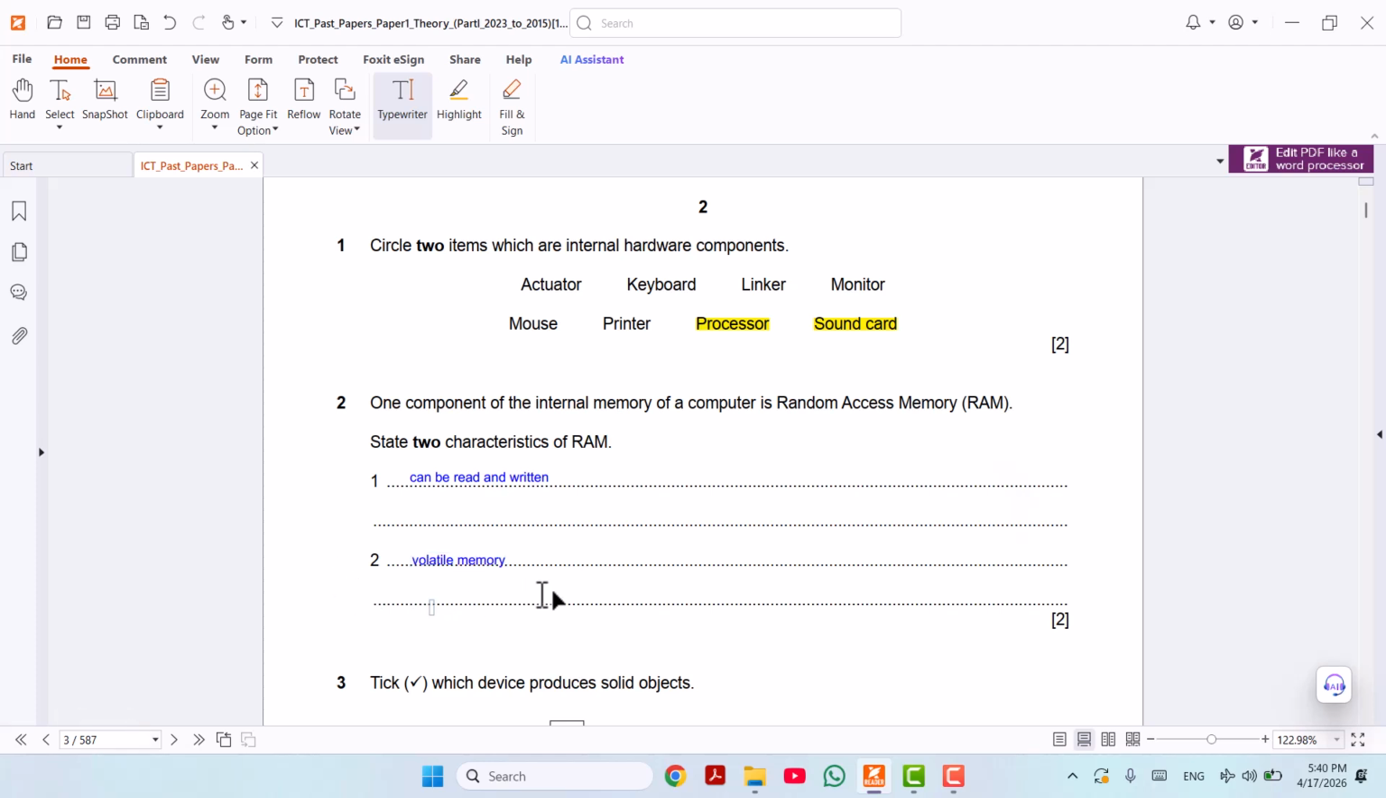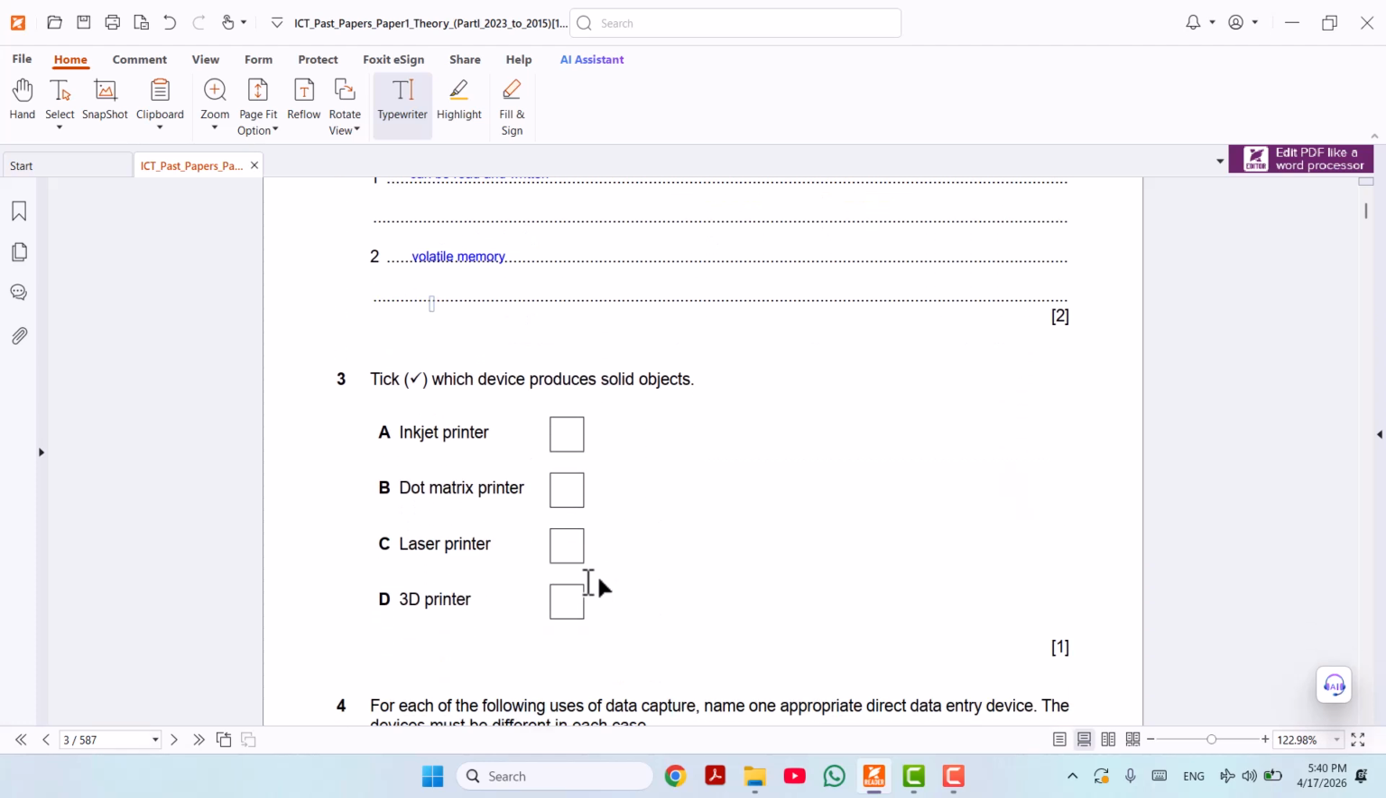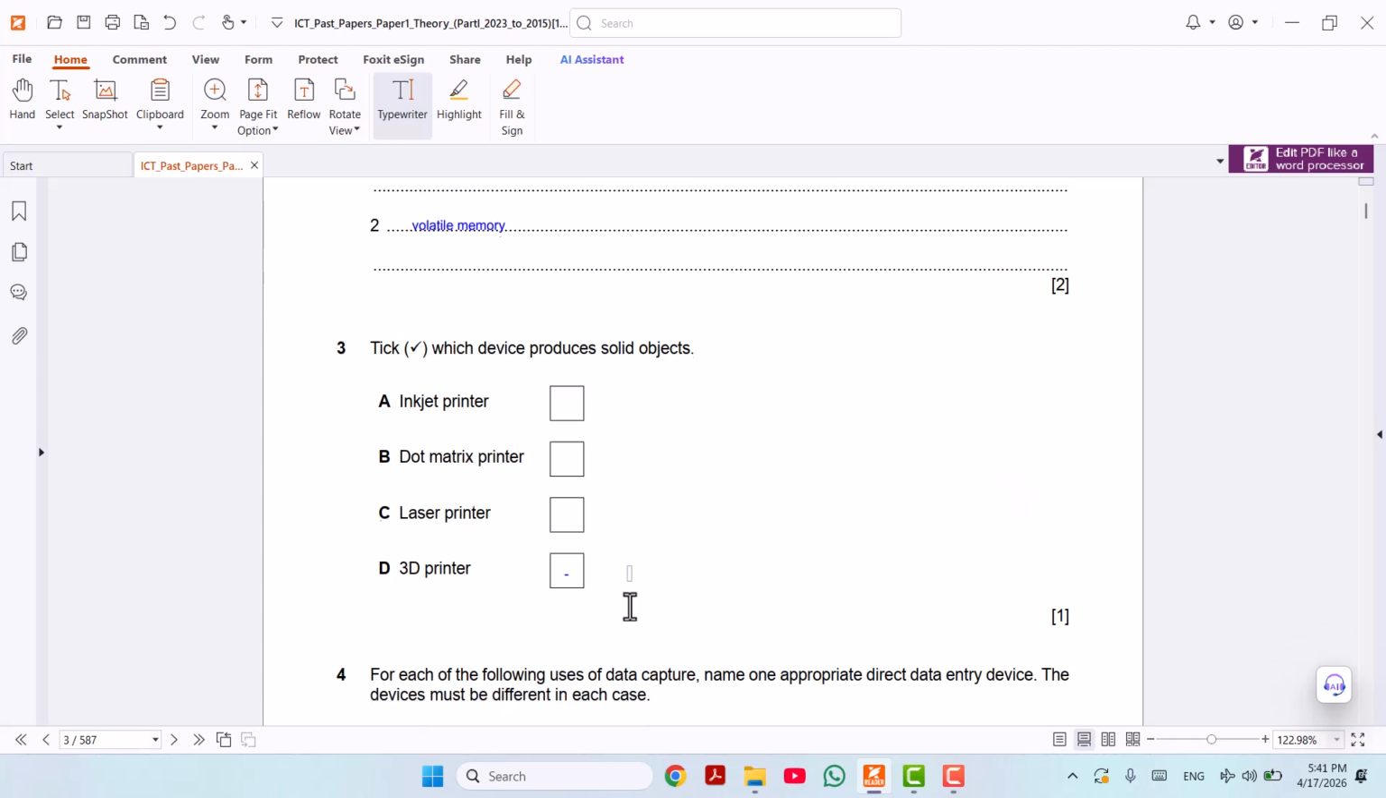Okay, so question number 3 is asking you here. You must make a tick. Don't make an X or dash or something like this. Make a tick in front of the correct answer. Which device produces solid objects? Solid object means something I can touch, not like ink, which is liquid. Inkjet is liquid, dot matrix is ink ribbon, laser jet is powder, and 3D printer is used to make plastic or metal things in 3D. So we can choose this one as the correct answer.